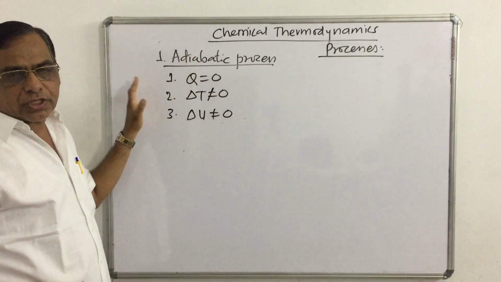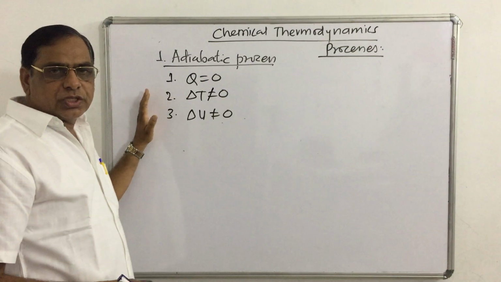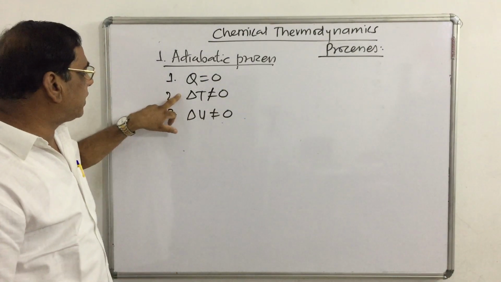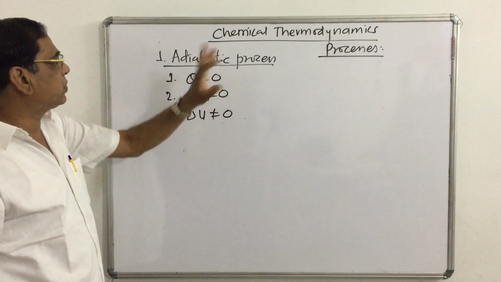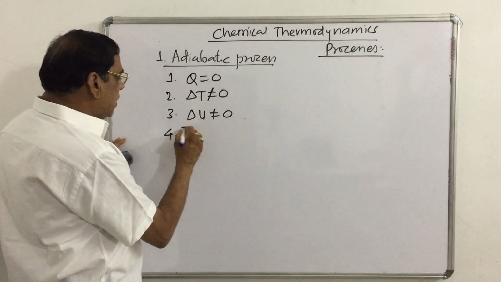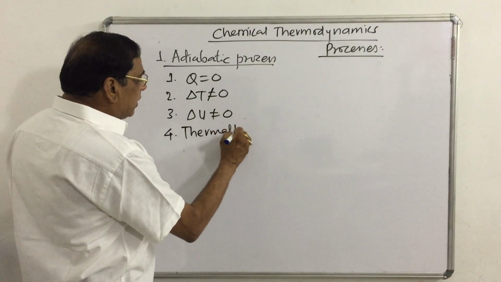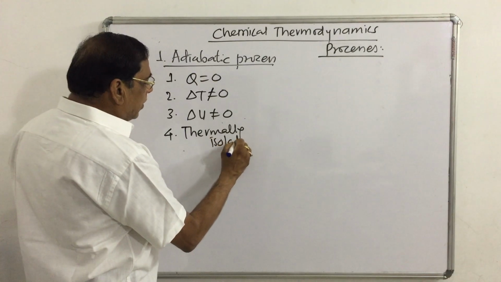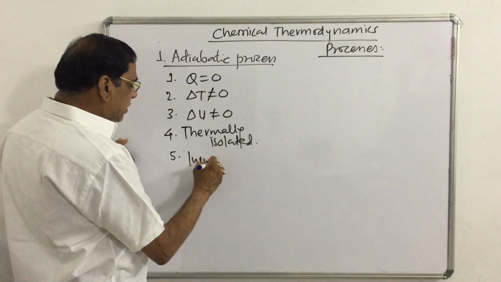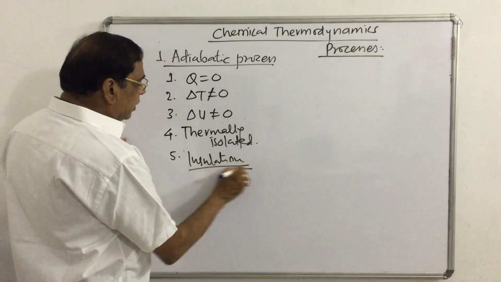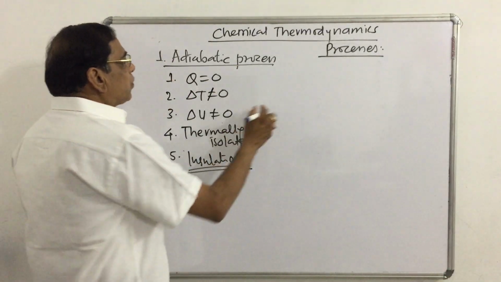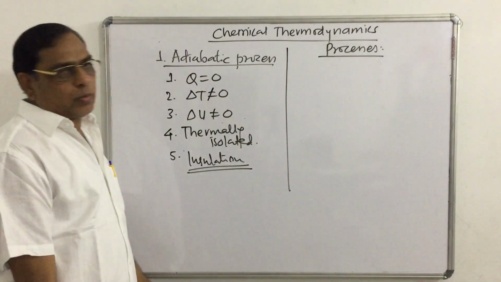So what is the meaning of adiabatic process? A process in which the system cannot exchange heat with the surroundings so that the temperature changes. Such a process is called an adiabatic process. It means this process is thermally isolated, and generally it takes place in an insulated or isolated system. So that is about the adiabatic process.